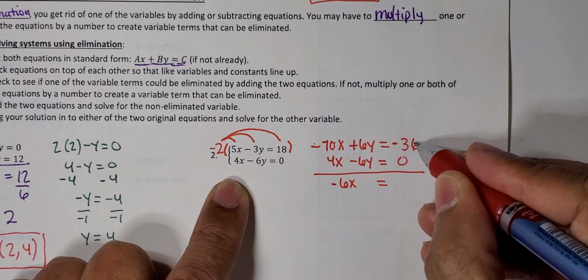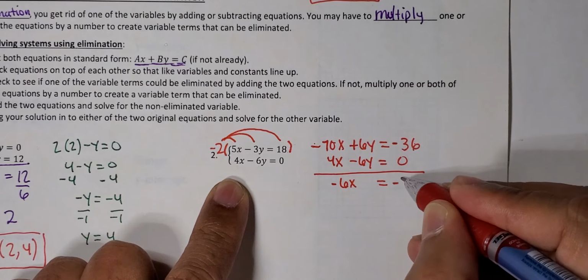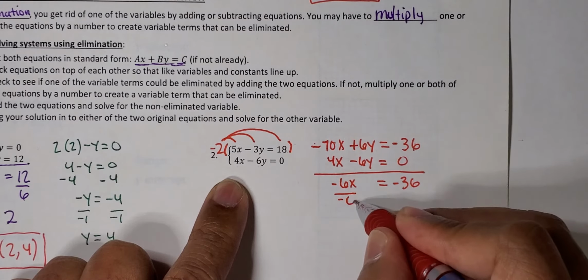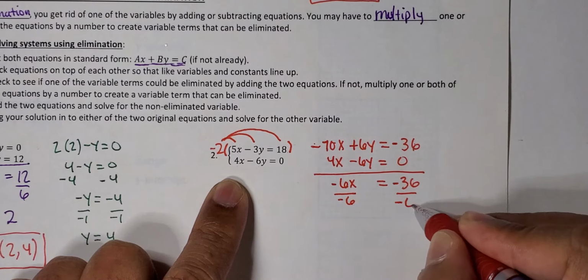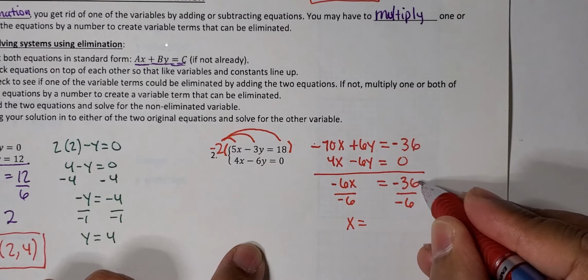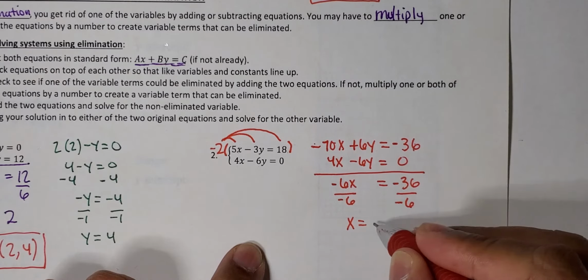And that equals negative 36 minus 0. It's going to be negative 36. Now we just divide by negative 6, and this helps us find the value of x. So then we have that x equals negative 36 divided by negative 6, which is going to be 6.